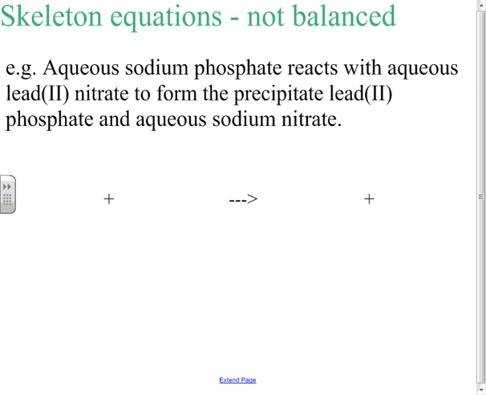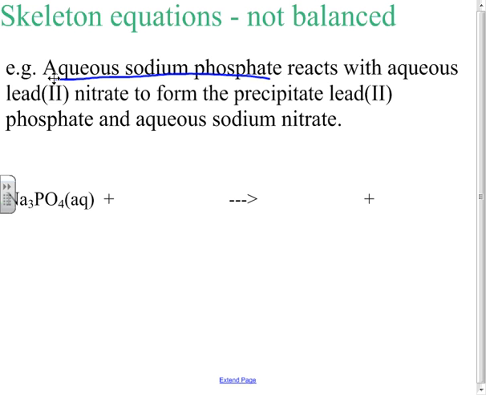So how do we write skeleton equations? Again, skeleton equations show the chemical reaction. They are not balanced. You must have all the reactants on the reactant side, products on the product side, and the formulas and states must be indicated. So here we have aqueous sodium phosphate. So the sentence tells us the first reactant is aqueous sodium phosphate. And so here is aqueous sodium phosphate.